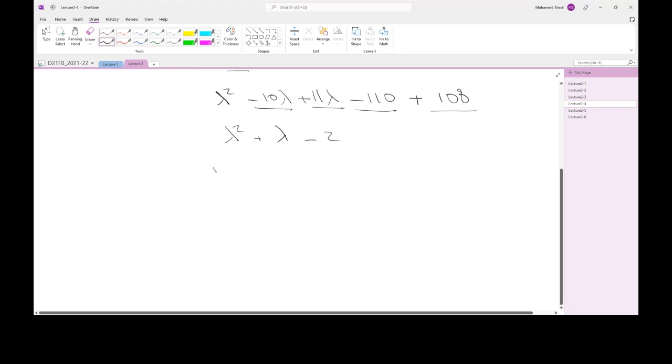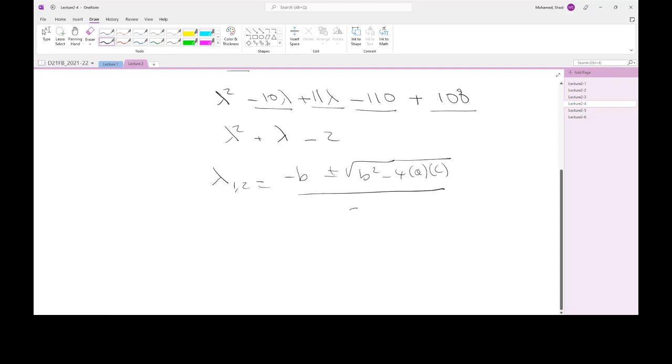So lambda in this case is going to be two possibilities for lambda. It is minus b plus minus the square root of, sorry, it's not the squared. I'm forgetting how to solve a quadratic equation. It's minus b plus minus the square root of b squared minus 4ac, divided by 2a. So this is a, this is b, and this is c. So a and b both are equal to 1, and c is equal to minus 2.